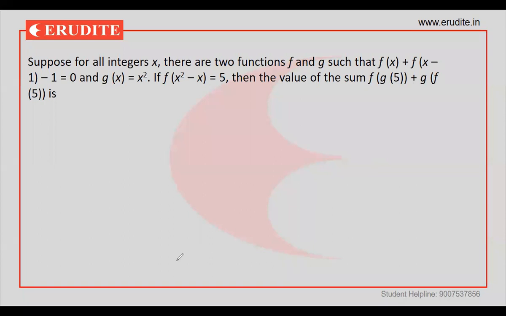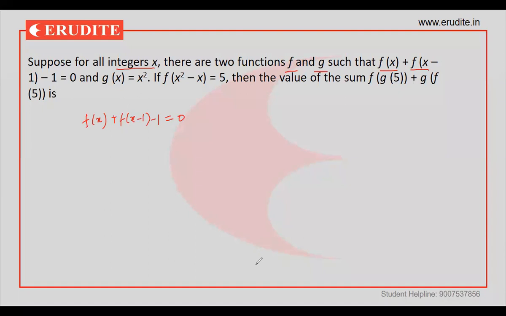Hello everyone. So we are going to discuss this question. This question came in CAT 2022, slot 2. So what they're saying here is that suppose for all integers x, there are two functions, function f and function g, such that f(x) plus f(x minus 1) equal to 0. First, this expression is given: minus 1 equal to 0.